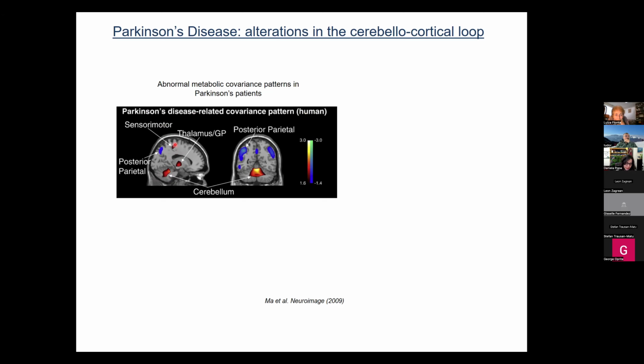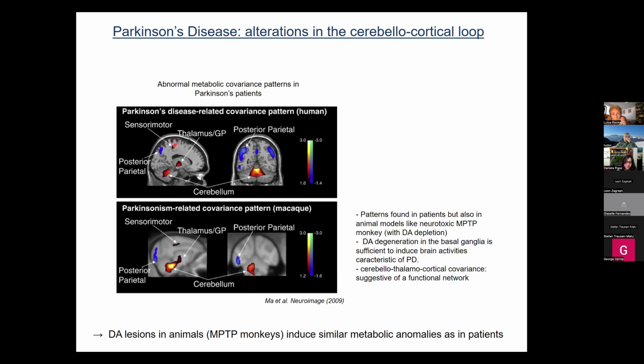And we know that in Parkinson's disease, there is dopaminergic degeneration in the basal ganglia. And it was not clear to what extent this is sufficient to induce brain activities that are characteristic of Parkinson's disease. Then we have this first image in a monkey, so in an animal model. And we see that a dopaminergic lesion in animals, the MPTP monkeys, can induce similar metabolic anomalies. So we see here this cerebello-thalamocortical covariance that is suggestive of a functional network.